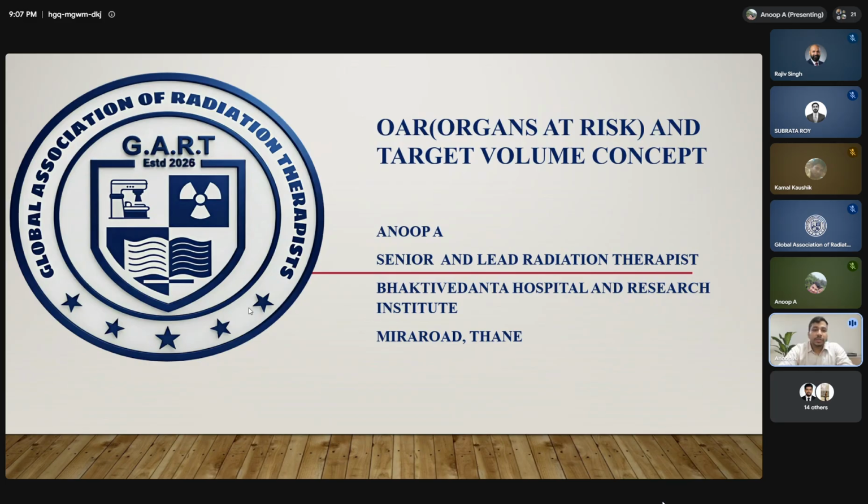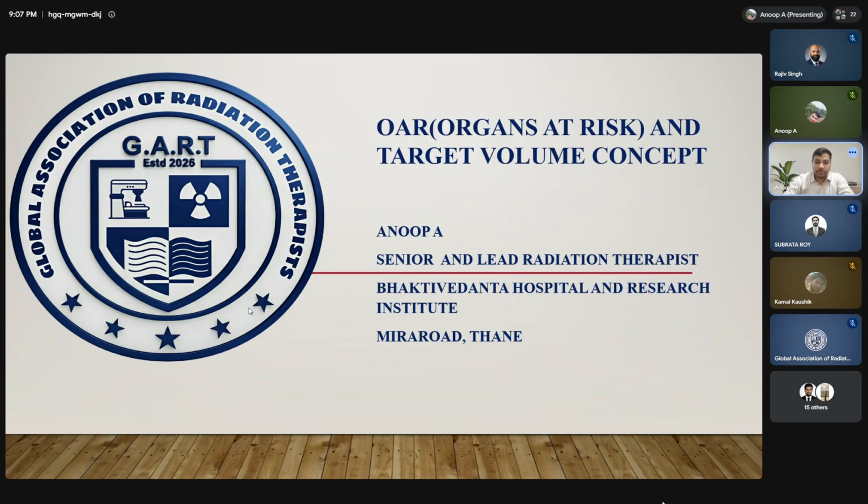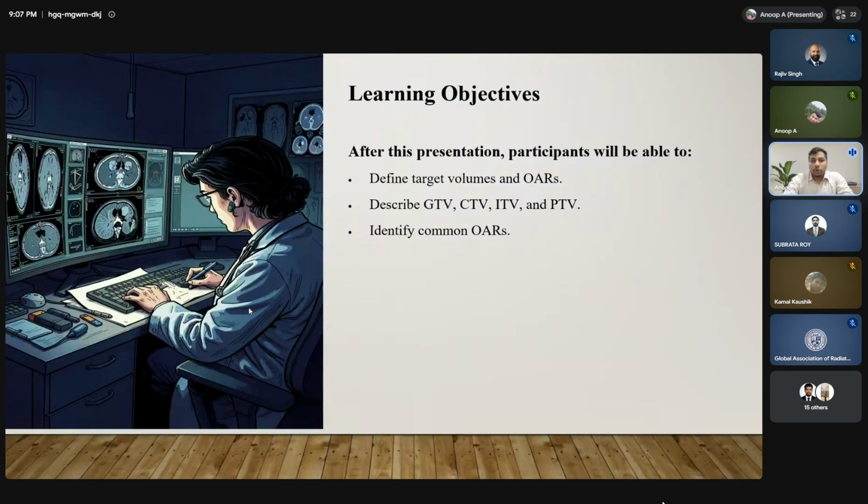So we will start our presentation. The topic is OARs, organs at risk, and target volume concepts. Learning objectives: after this presentation, participants will be able to define target volumes and OARs, describe GTV, CTV, ITV, and PTV, and identify common OARs in our routine radiotherapy practices.